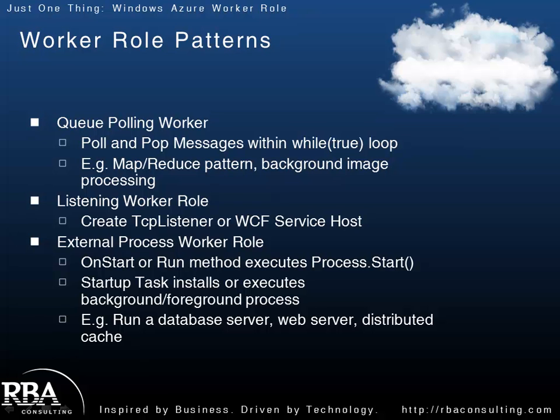Finally, you can have an external process worker role. Maybe you've got some executable you want to bundle up with your worker role, or you've got something you want to run in the background. Well, it's simple enough to just call process.start, something you may be used to using in other development practices, just to kick off an external process and let that thing run. If it happens to be an application you're running, you can use a feature called startup task to install the process at instance startup. And then once the instance is started, just map out to the executable and call process.start so you can run it. So this gives you a lot of different options.